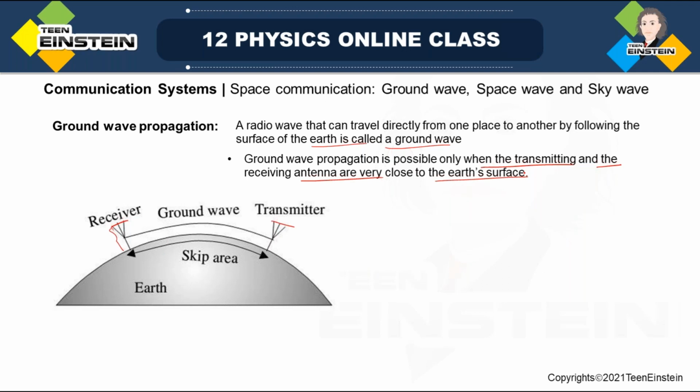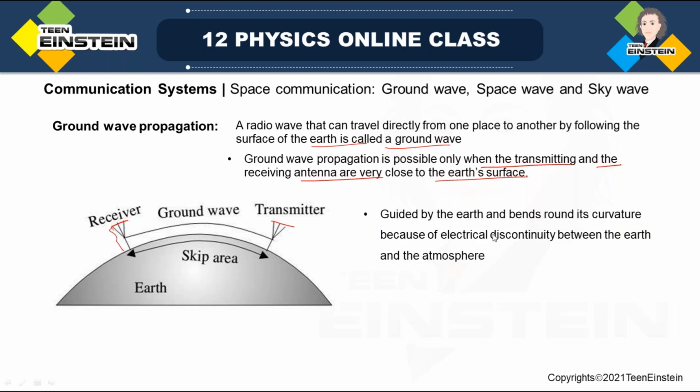Now this ground wave is guided by the earth and bends around. As I was showing you, suppose the earth surface is something like this. It is not very smooth, so the ground wave will just follow this pattern. This is the earth, and this is the propagation of the wave. So it will follow the earth surface, wherever there are bends and all those things, it will follow.